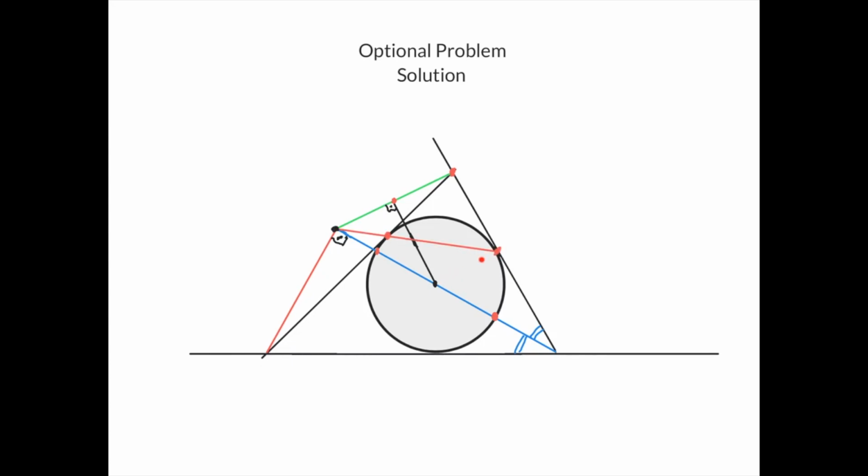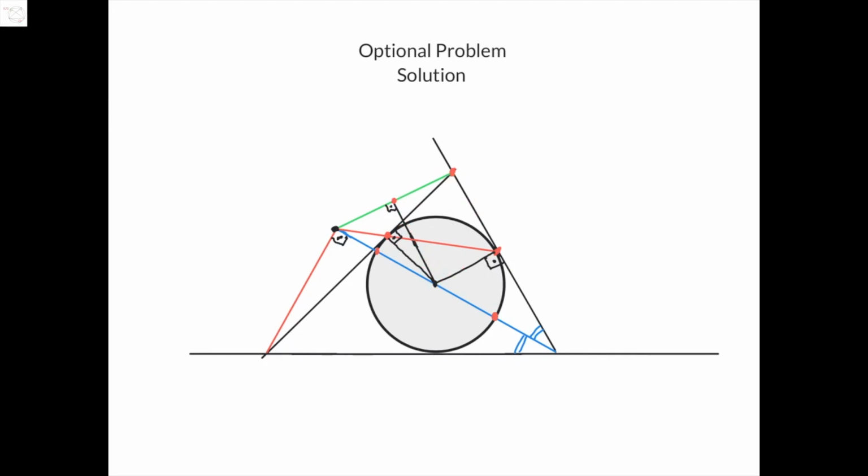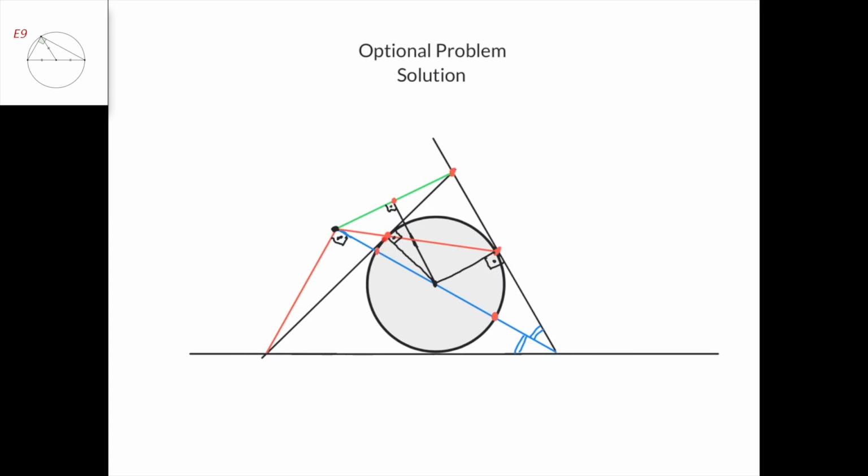Furthermore, we know that this is perpendicular to this, and this is perpendicular to this, because this is the center and these two are points of tangency of the circle and these sides. And therefore, here we have a cyclic pentagon. We have that this angle equals this angle equals this angle equals 90 degrees. And so these 5 points lie on a circle with diameter this segment.